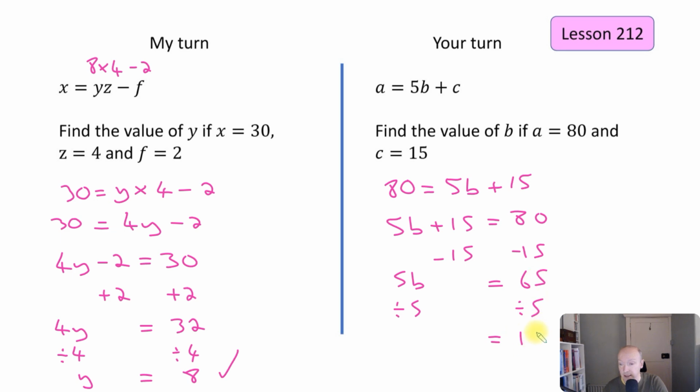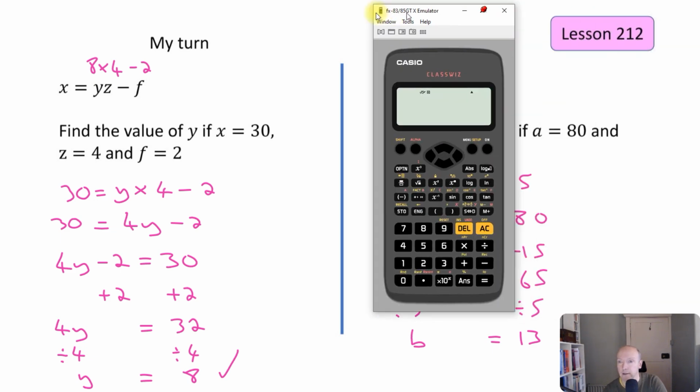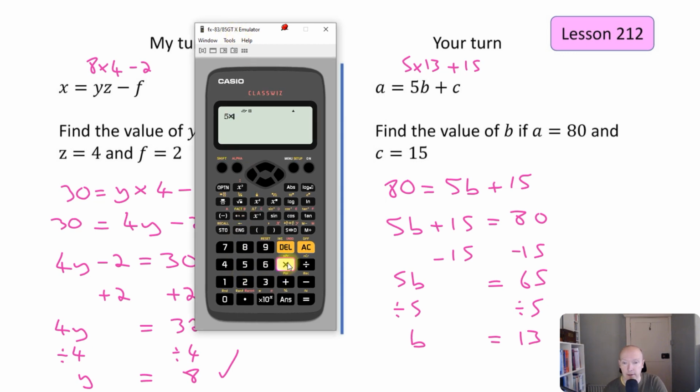65 divided by 5 is 13, and 5 divided by 5 is 1b, or just b. Again, I think that's right, so let's just check it. If that's correct, then 5 times 13 plus 15, again, just replacing b with what we think it is, which is 13. Okay, let's grab a calculator for this. So 5 times 13 plus 15 comes to 80, which is great because that's what we were told A was, which means, again, I know that's the right answer there.